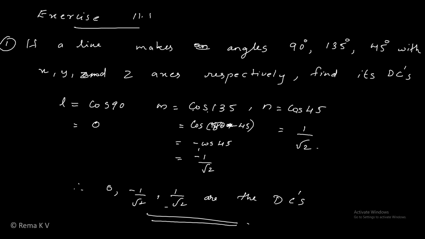Cos 135 can be written as 180 minus 45, or you can write this as 90 plus 45. Whatever it be, you will get the value as m is equal to minus 1 by root 2, then n is equal to 1 by root 2. So 0, minus 1 by root 2 and 1 by root 2 are the direction cosines. Okay, now the second one.